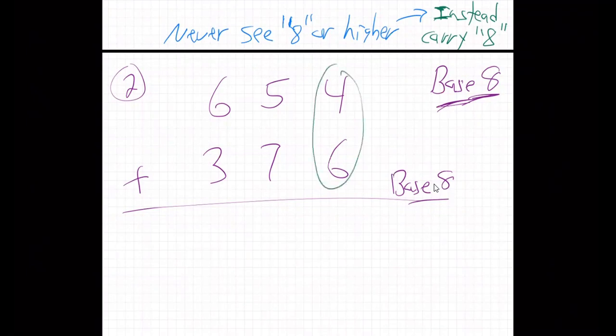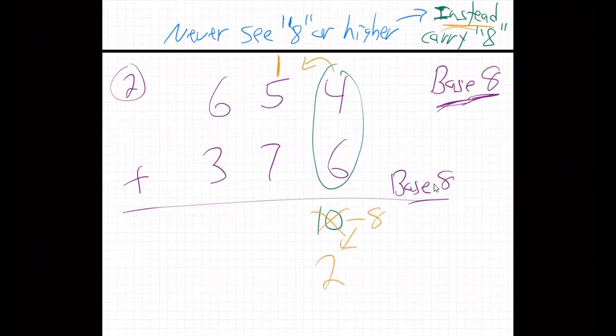Here we go. So 6 and 4 makes 10. But we can't have that, right? We're never going to see an 8 or higher. Even in our base system, we can't have 10 in one place. So what do we do about it? Instead, carry. So cross this out. Carry to the next column. Right? There's my carry. And subtract 8.